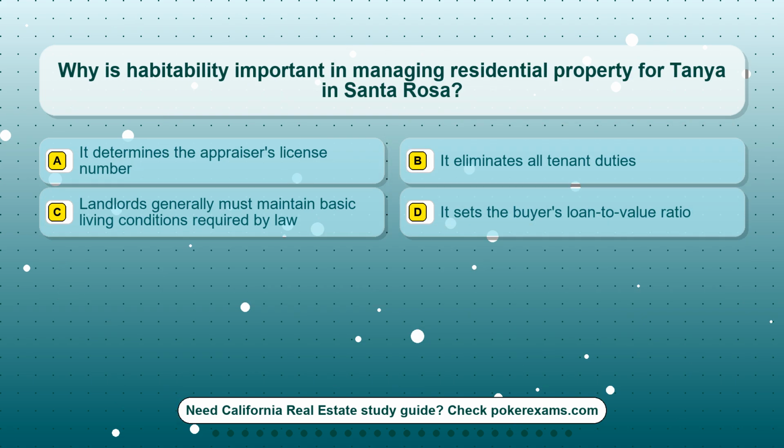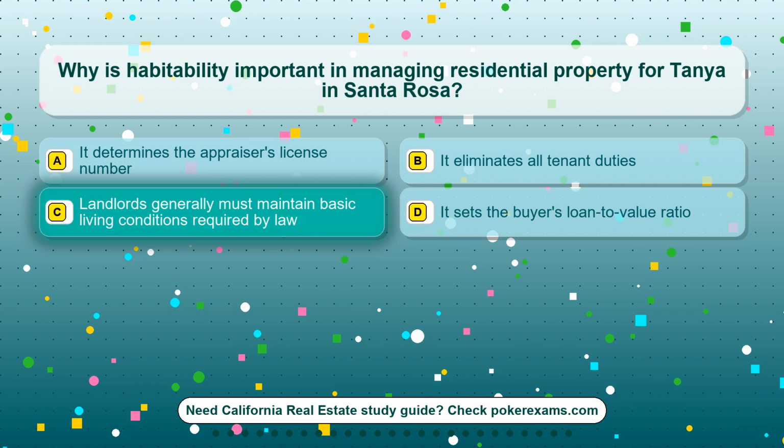Question 14. Why is habitability important in managing residential property for Tanya in Santa Rosa? Option A, it determines the appraiser's license number. Option B, it eliminates all tenant duties. Option C, landlords generally must maintain basic living conditions required by law. Option D, it sets the buyer's loan-to-value ratio.